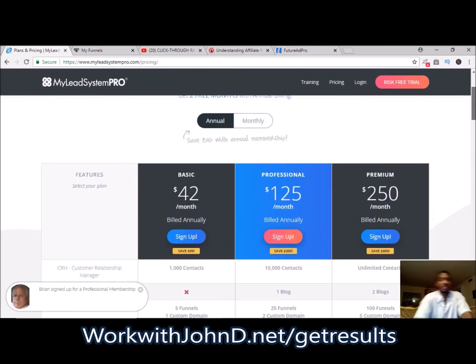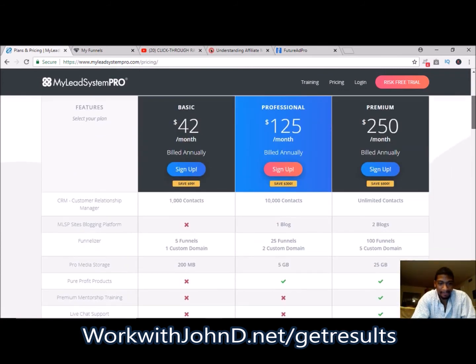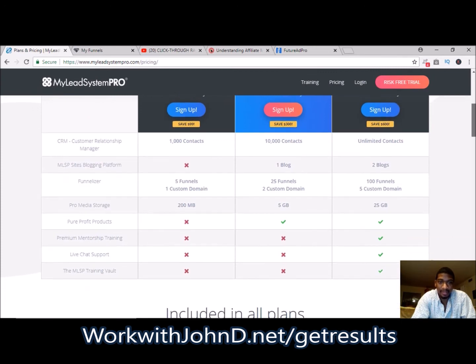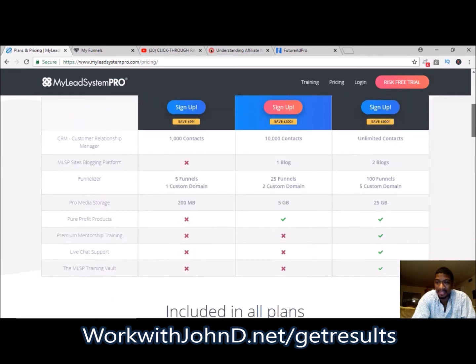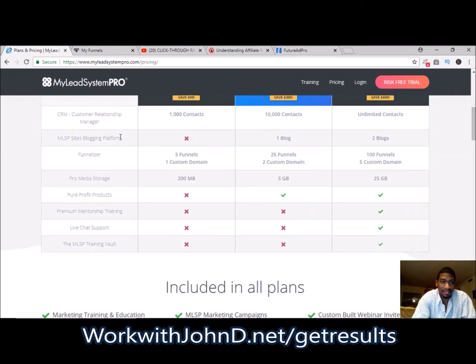So what's the difference between these three? All right. So as you see, with the basic, with the CRM, you get 1,000 contacts. With the professional, you get 10,000 contacts, and with the premium, you get unlimited contacts. With the blogging platform, the basic does not get access to the blogging platform, the professional gets access to one blog, and premium gets access to 2 blogs.